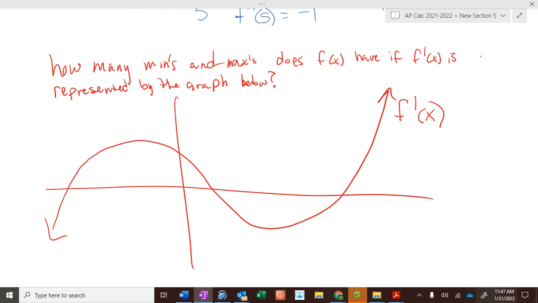Oh, that's the word is. The first derivative is represented by the graph below. Thank you. Liv, you got an answer for us? Liv says three. I agree. What would this first point be, a min or a max? Ooh, we have people disagreeing on this.